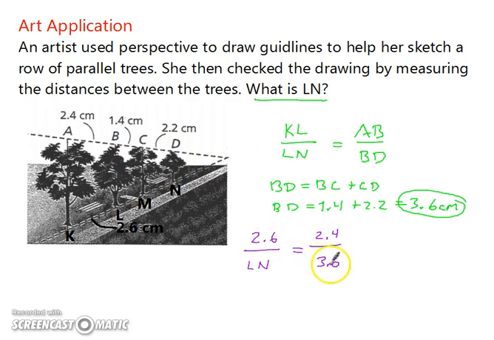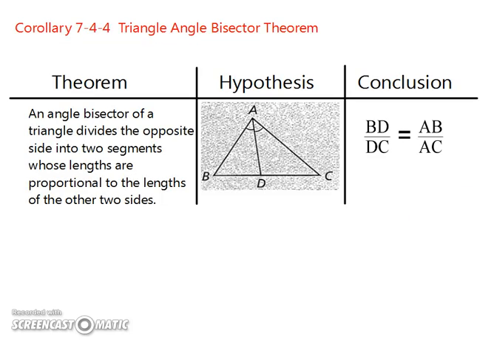Now we can simply cross multiply. So we'll have 2.4 times LN equals 2.6 times 3.6. When we simplify this, we have LN equals 3.9 centimeters. Let's look at another theorem. The triangle angle bisector theorem. An angle bisector of a triangle divides the opposite side into two segments whose lengths are proportional to the lengths of the other two sides.